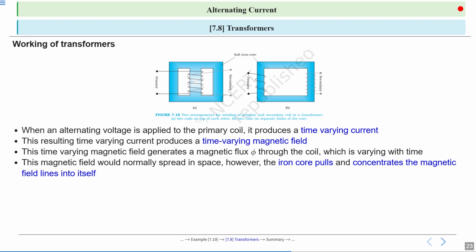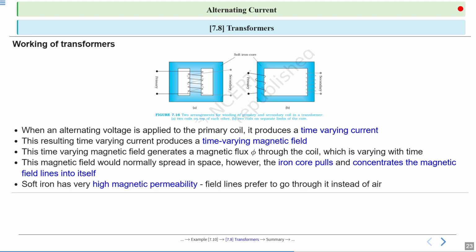Why? Because the soft iron core is a ferromagnetic substance. Most of the field lines will prefer to flow through it. So the iron core pulls and concentrates the magnetic field into itself. Soft iron has very high magnetic permeability, which means field lines prefer to go through it instead of air.